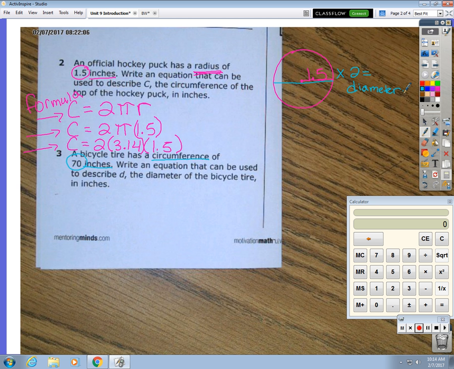Avery: On number 3, in my equation, would it be c equals 70, or would you just put 70 equals...? Hold on one second. We're going to write an equation that can be used to describe d, the diameter of the bicycle tire in inches. First thing we need to know is what is our formula to find the circumference of a circle if we're given the diameter. Because now we're talking about diameter, we're not talking about radius. Deshaun? Right. So our formula is c equals pi times d.